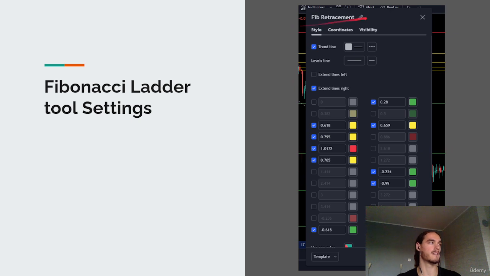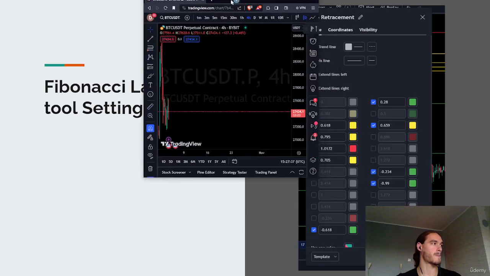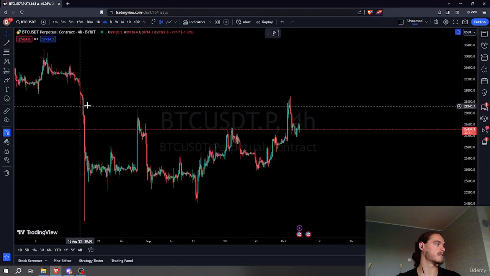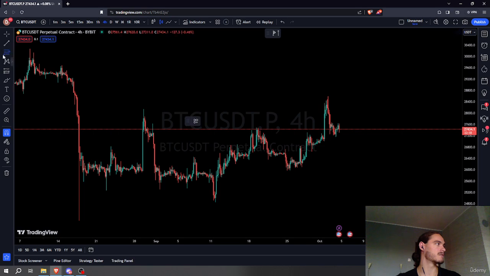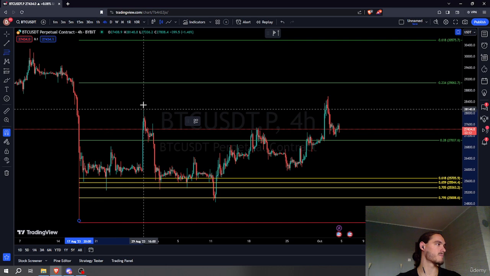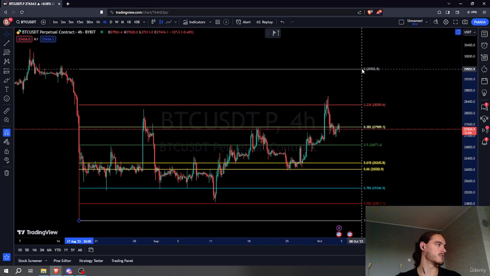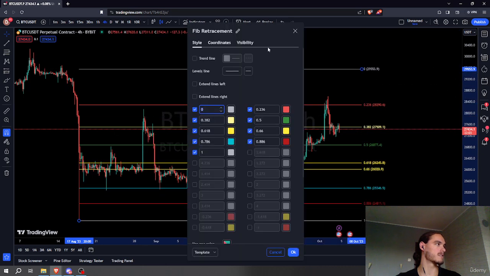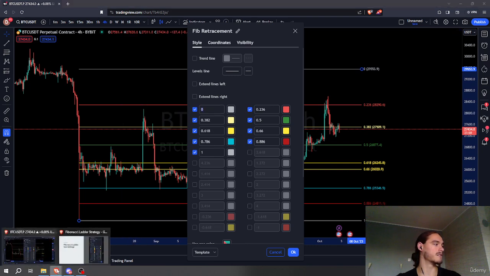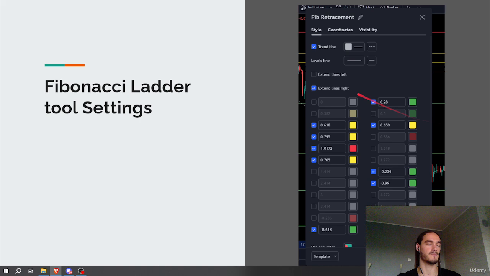So you get these levels that you can see here, and you go on TradingView, select the Fibonacci tool, Fibonacci retracement, and let's say yours is like that, and you want to click on the settings and apply the values that are shown here to set up your tool right.